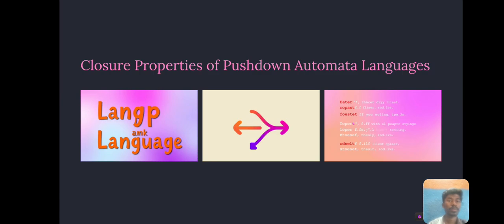So, closure properties of pushdown automata languages. These are the examples.